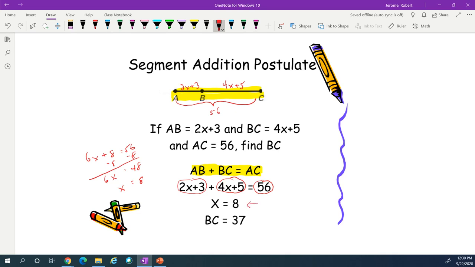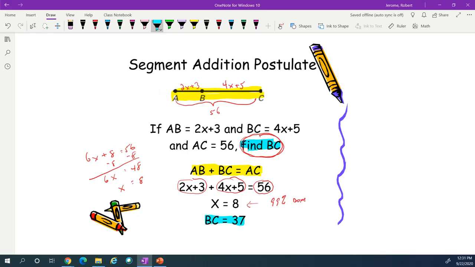But that's not what they asked for. Look at what they asked for. They asked for BC, so x equals 8 is correct. We're 90% done, 99% done. And yet, if we don't read the question carefully, we're going to get it wrong. This question asked us to find BC.